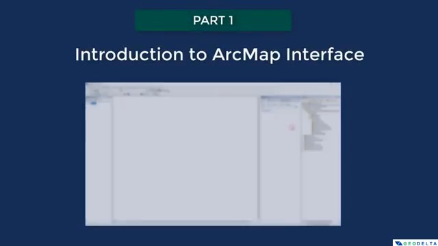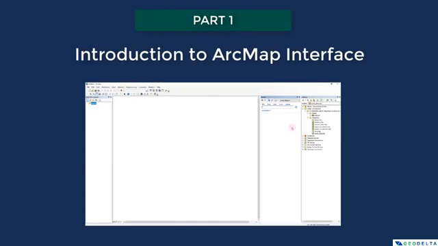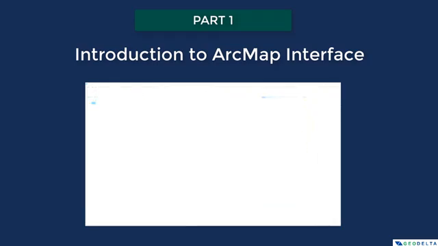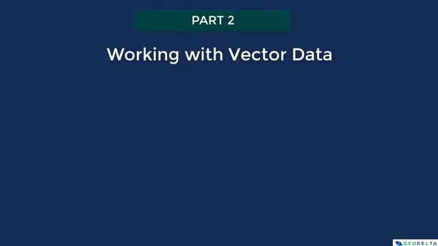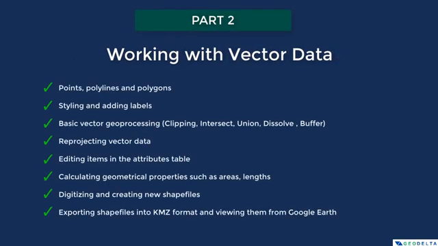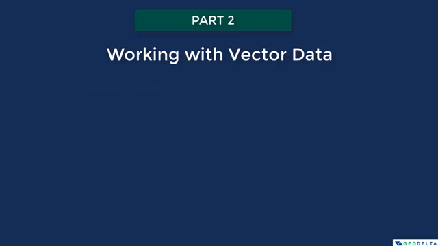To start off, I'll give you a bit of an overview of what ArcGIS Desktop is, and we'll discuss the different components of the interface. Then we will move on to discuss how we can use this software to work with vector data. Now on the screen you can see the subtopics we are going to discuss. Things like types of vector data, how to do basic styling and geoprocessing tasks, how to edit the attributes, how to use the field calculator and the geometry calculator, how to digitize things, how to create new shapefiles, and how you can export those new vector files into different file formats.